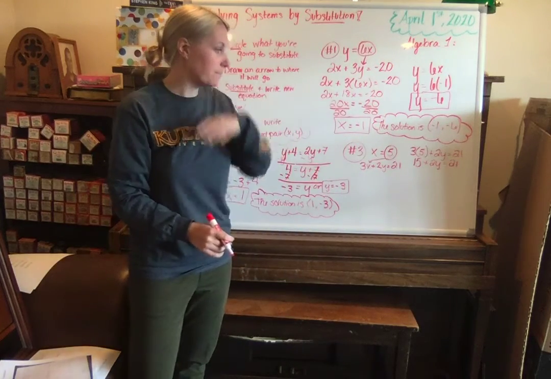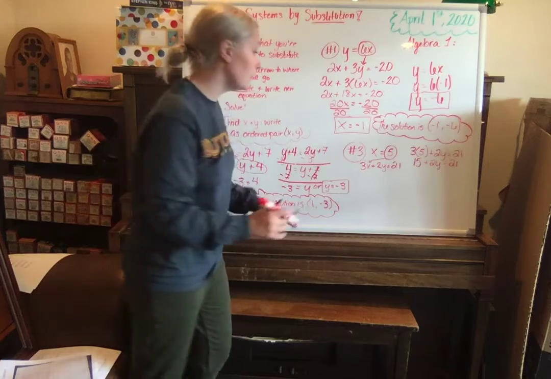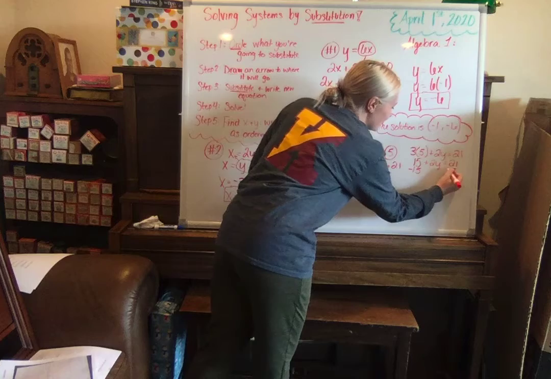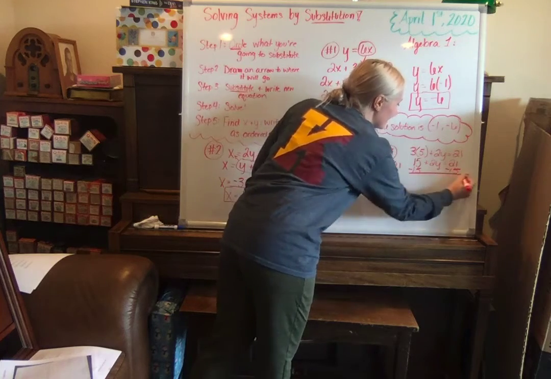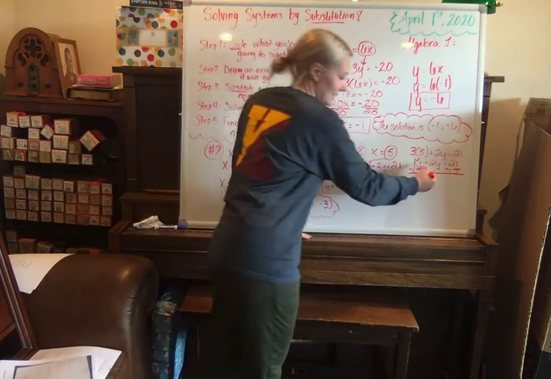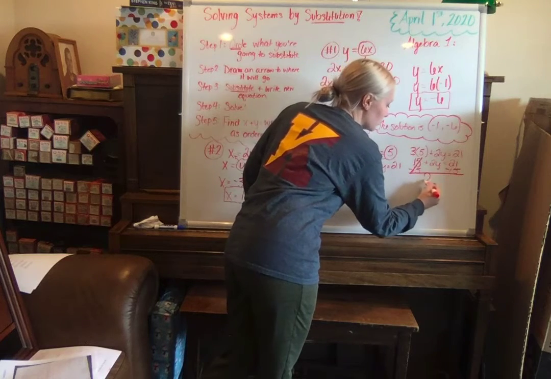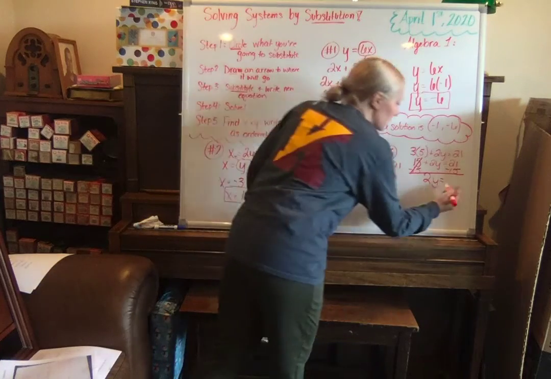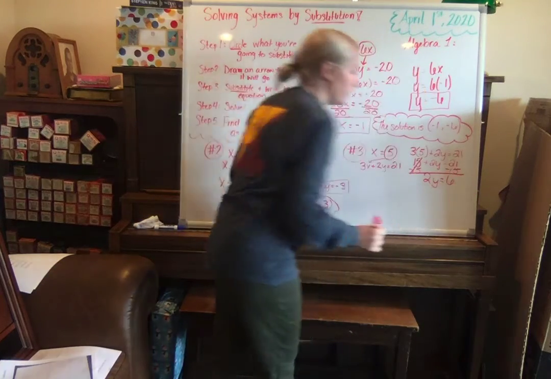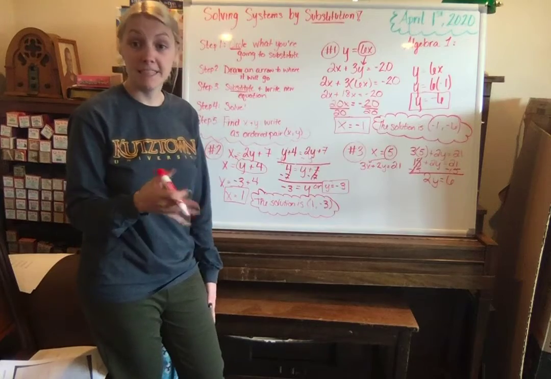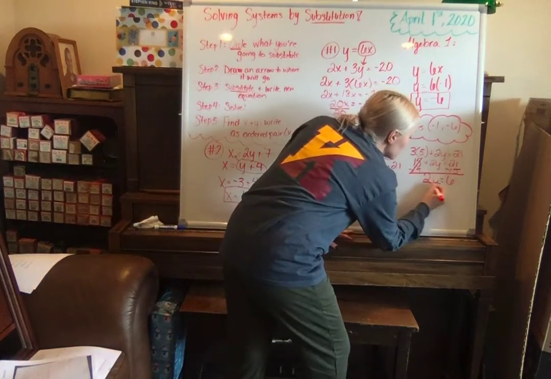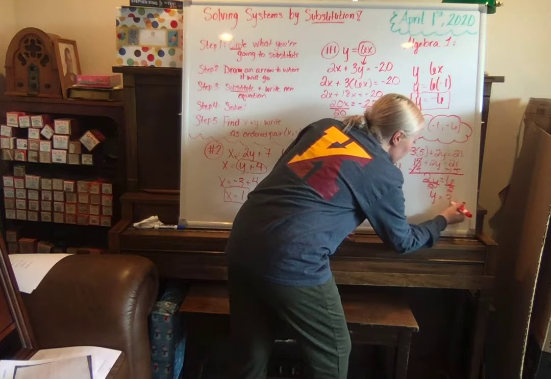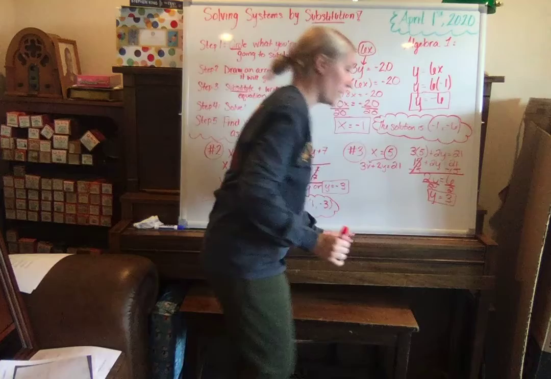Again, I want to get the y completely by itself. I want to subtract 15 from both sides. This is going to cancel, leaving us with 2y equals 6 over here. Last step to get that y completely by itself, we're going to divide both sides by 2, and it'll give us y equals 3. So now we found our y value, which is 3.